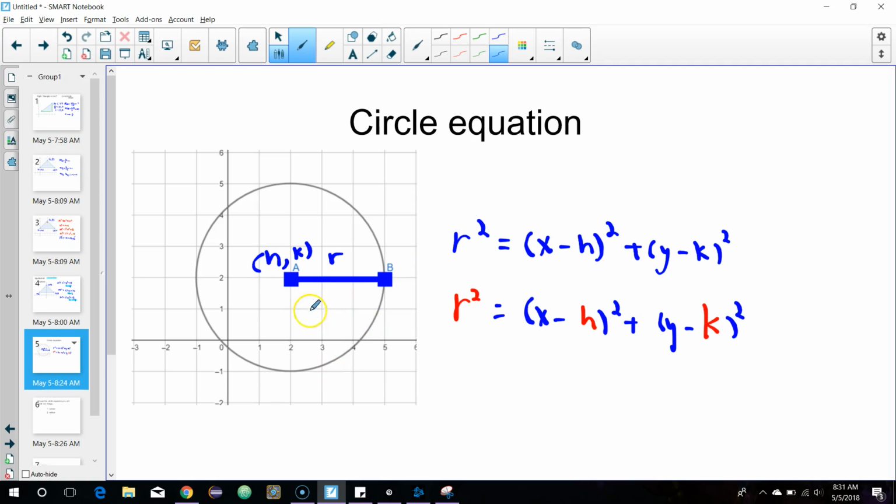I will just give you some random numbers over here. Let's just use this. The radius is going to be 1, 2, 3. It's going to be 3. 3 squared is going to be 9. x minus, my h is going to be 2. And my k is going to be 2 again.